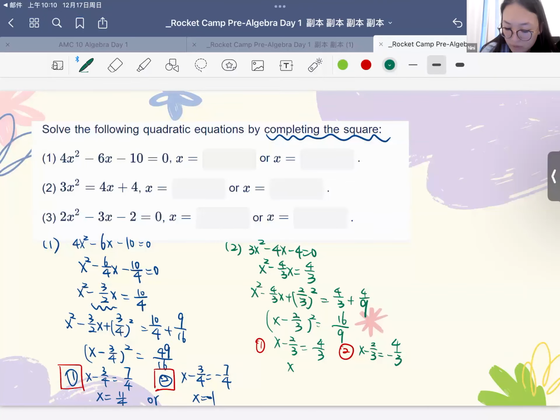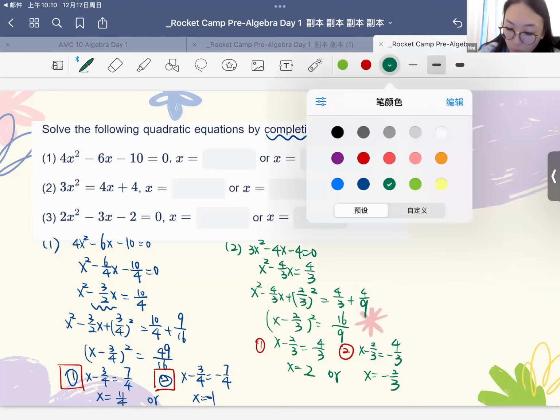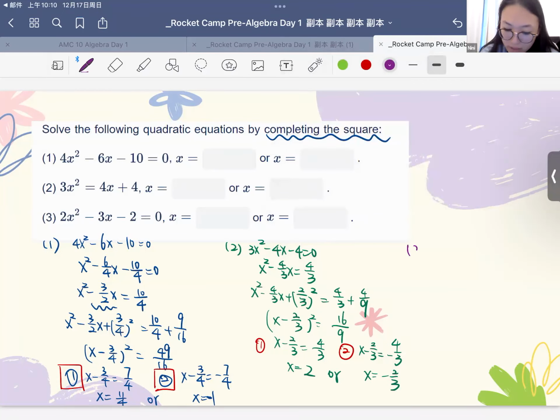And what do we have? The first condition is 2, right? And what about the second one? The second one, the answer will be negative 2 over 3. So the second one also has two solutions. And let's try one more question. The third one, use the exact same method, okay?